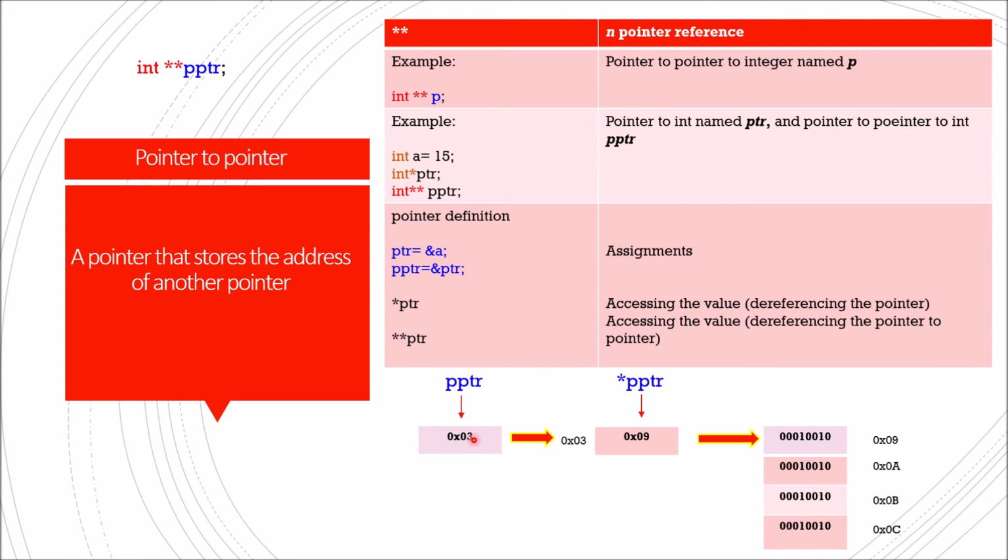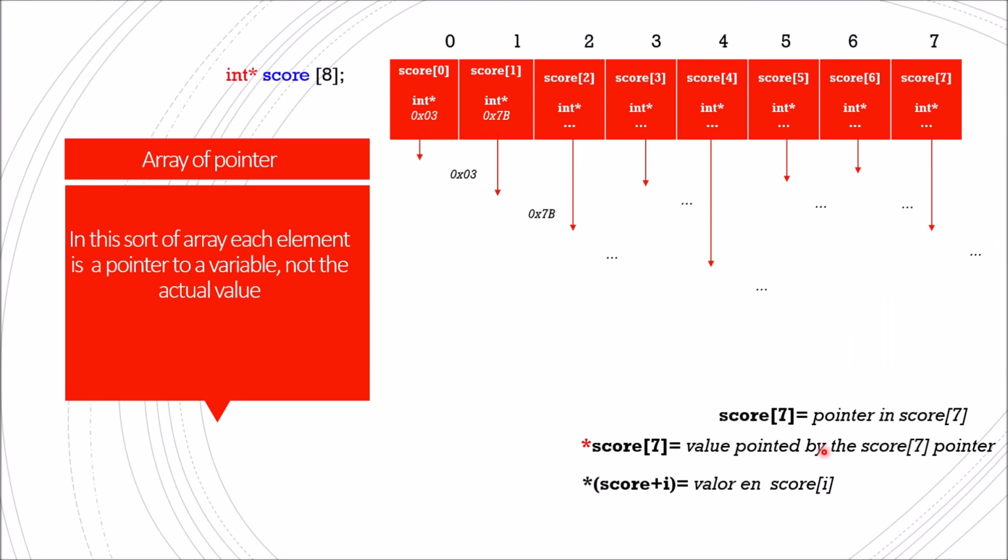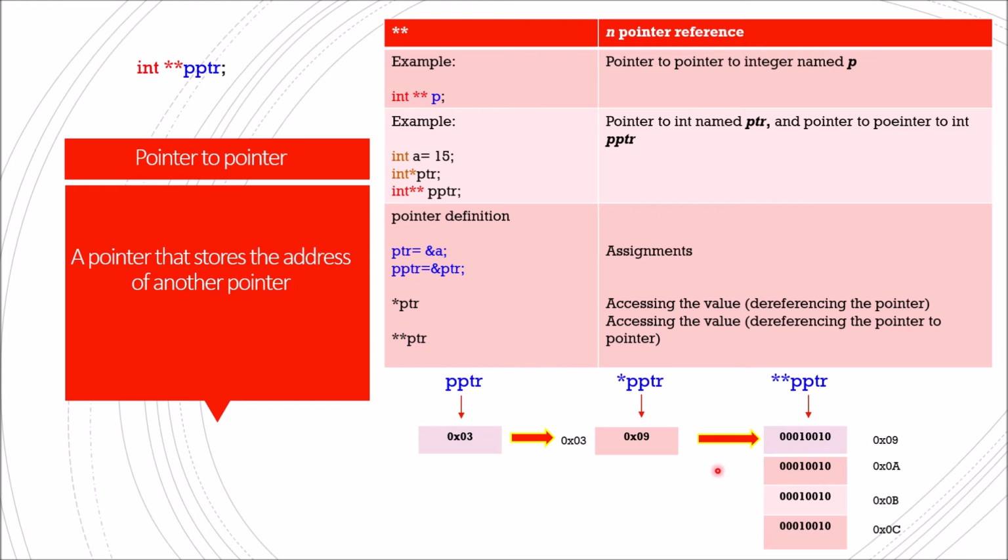PPTR is this address. If I dereference the first time PPTR, now I have PTR, which is the second pointer. And if I dereference for the second time, all I have to do is this one. Not all these intermediate steps, but actually dereference in just a single statement. I get to the actual value here. Okay, I guess we're finished.